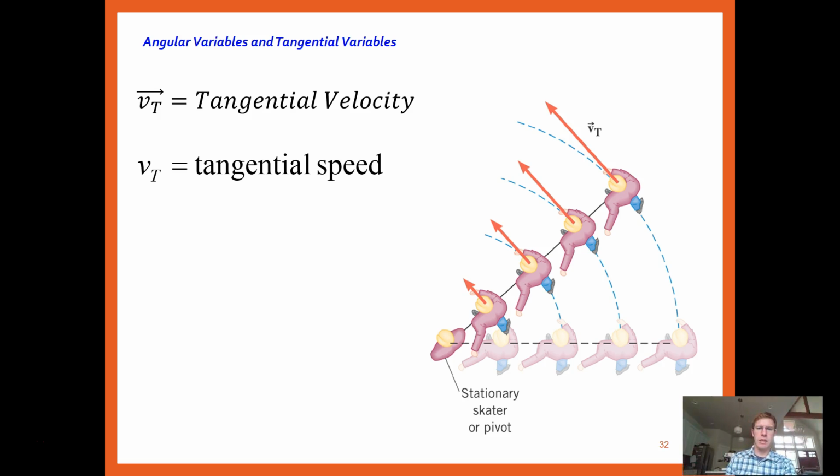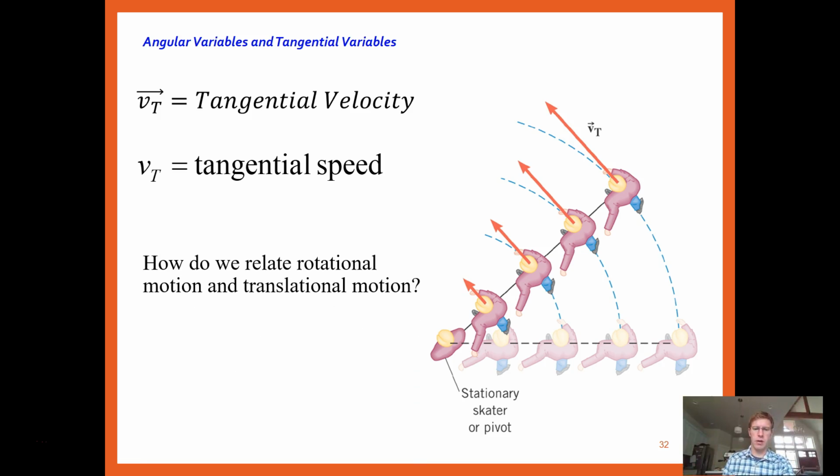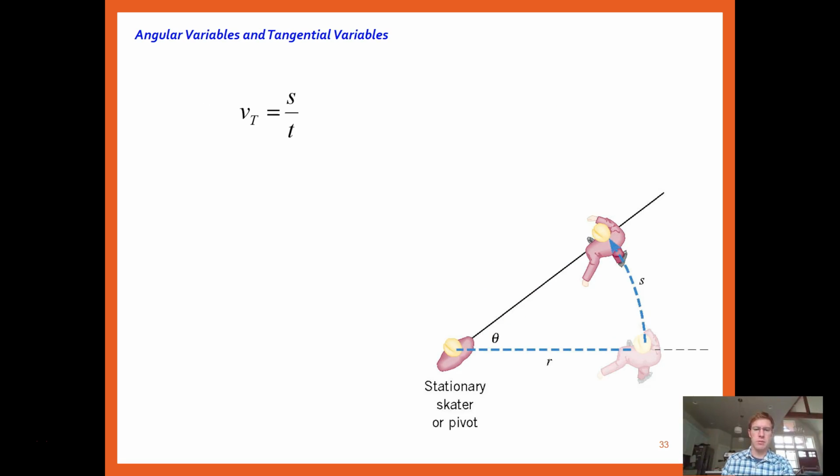Okay, so I want to relate tangential variables to angular variables. How do you think they relate? Maybe pause it, maybe sketch out some equations. What do you think the connection is between what we were just learning and the tangential velocity or acceleration or even displacement? So let's think about this.